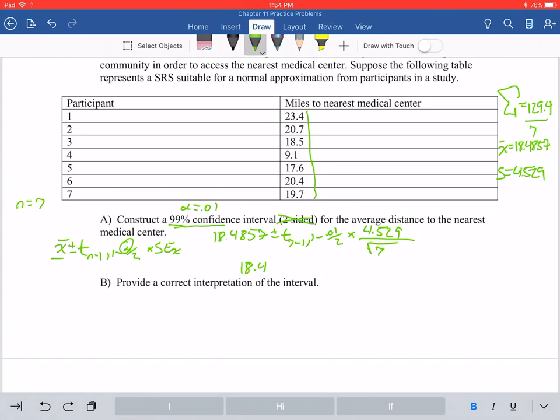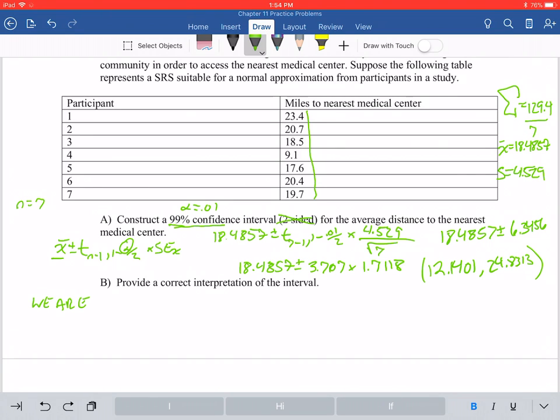When we work all this out, you'll get 18.4857 plus or minus 3.707 times 1.7118. Then you should get 18.4857 plus or minus 6.3456, which then brings our confidence interval to be 12.1401, comma, 24.8313. How do we interpret this interval?